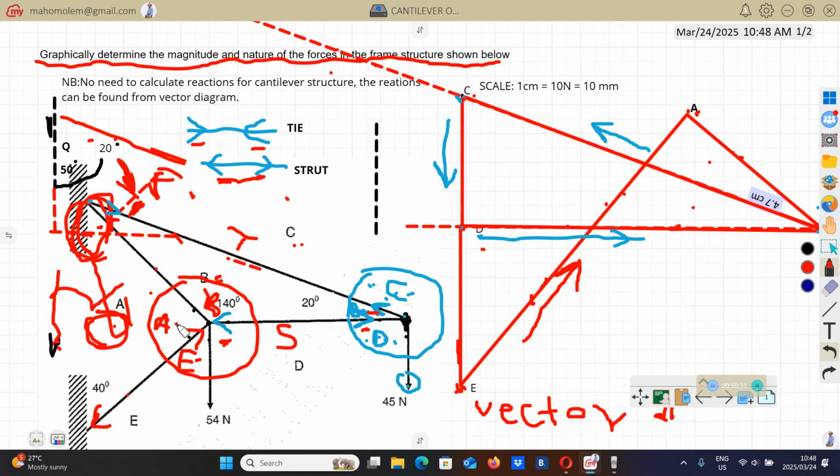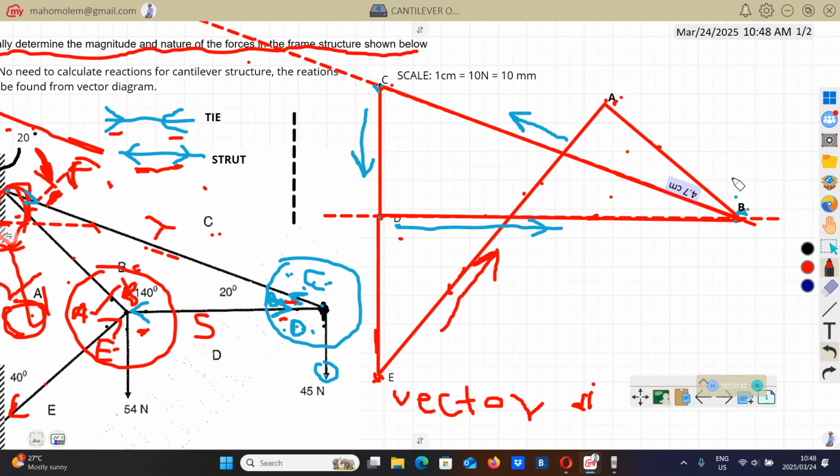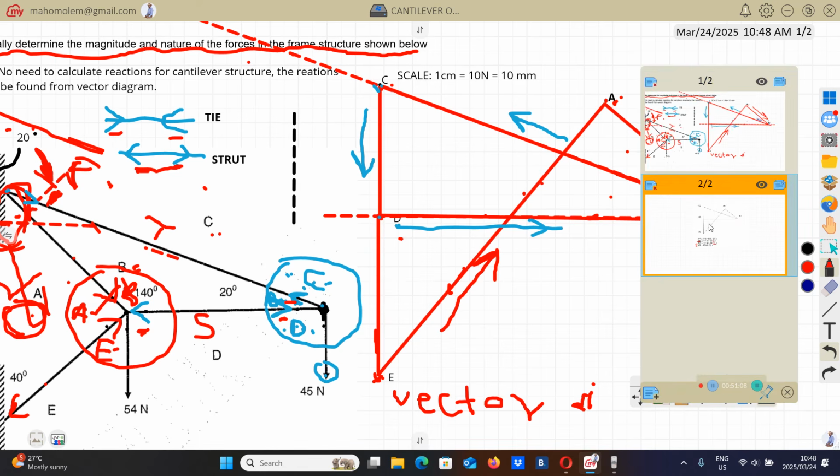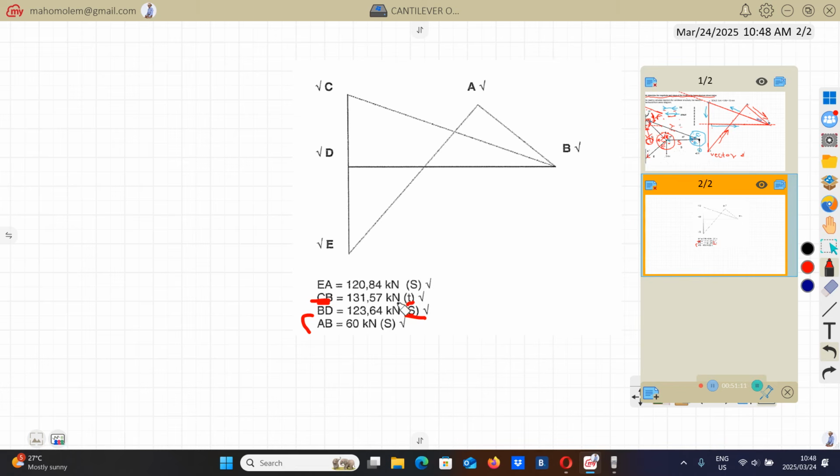Then we come again and move from A to B. When you move from A to B, you'll be going down, so you'll draw a downward arrow there. That means this thing now is moving towards the joint, so you are going to have a strut. Meaning that AB is a strut, EA is a strut. So you'll have 3 struts and 1 tie. The only tie will be that one.